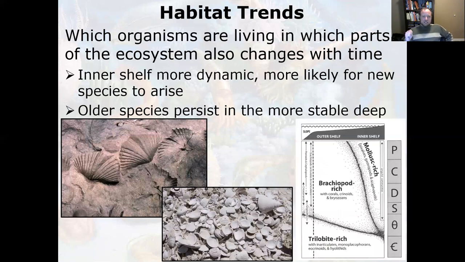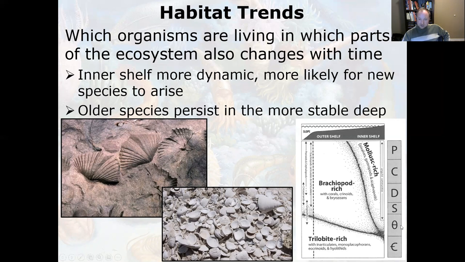Another thing we see that's interesting is that the organisms living in different parts of the ecosystem change over time. One that's elaborated pretty heavily in the textbook is this onshore, offshore pattern. If we go back to the Cambrian, there's not a lot going on, but it's really a trilobite-rich fauna. There are inarticulate brachiopods, there are crinoids, this Cambrian fauna.